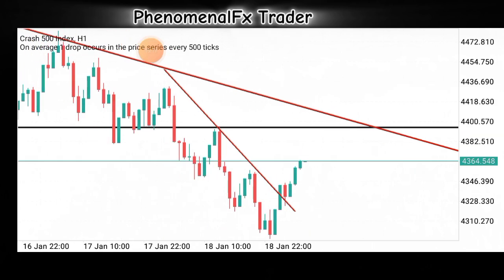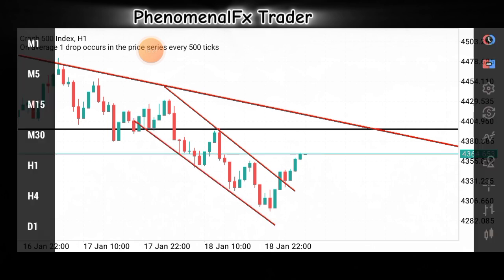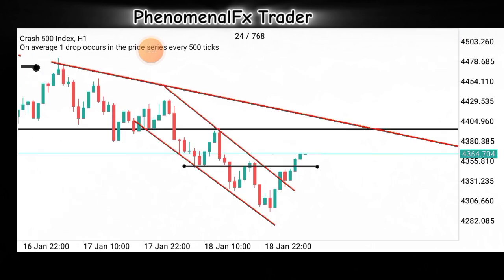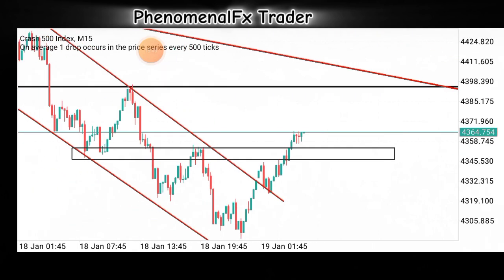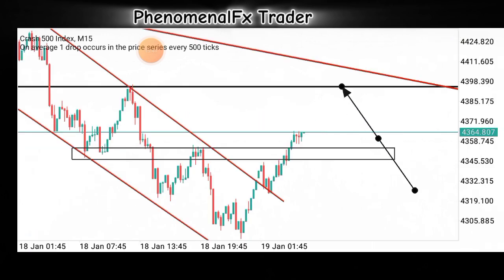This breakout is enough to give you some good profit. You can see the market broke out of this small trend and then it's buying, and it closed above the nearest resistance zone, like this zone here. That's where you would have to consider. So now we are expecting the market to buy up to this zone here.